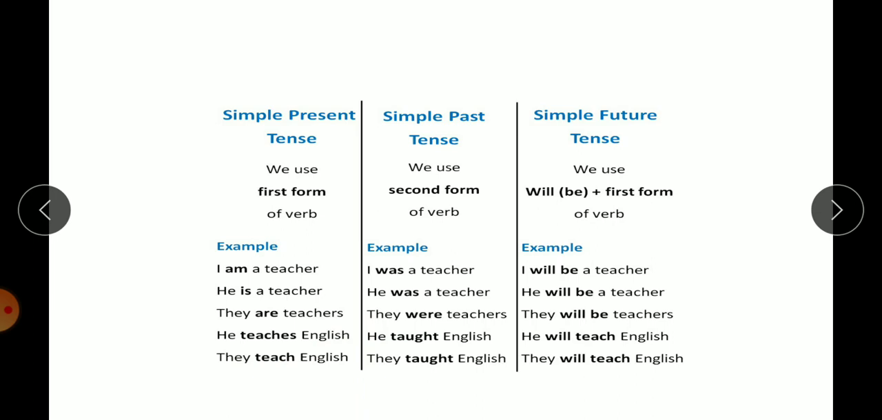In past, we are using the second form of the verb like taught, were. In future, simple future tense, we will use will along with be and the first form of the verb, right? So it is not compulsory that every time be is used, but will is used in simple future tense, right?